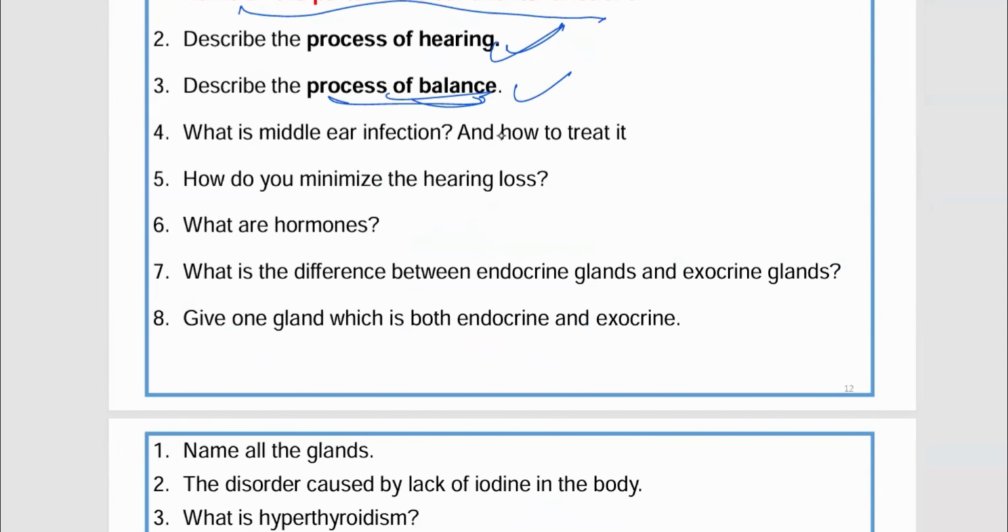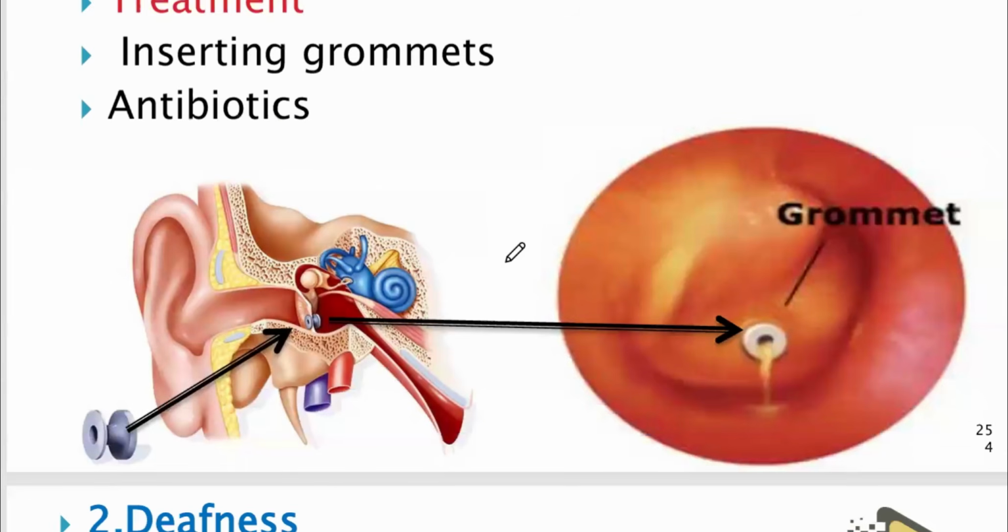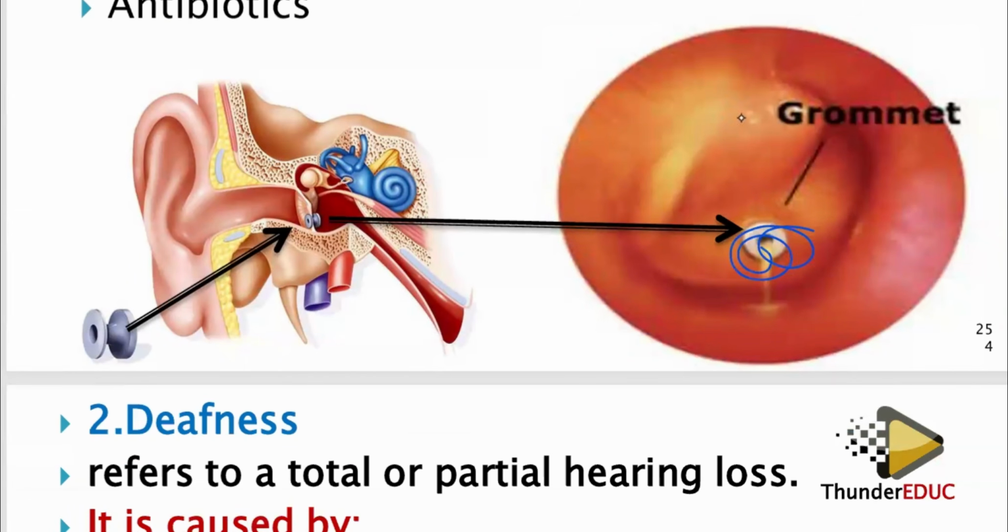Then what is middle ear infection? This is accumulation of a fluid caused by bacteria in the middle ear. Yes, it causes pus to accumulate. And how do we treat it? We treat it by applying antibiotics or grommets. So if you look here, the antibiotics, these are grommets. This is the middle ear infection, this side. So what we do, we apply this grommet so that it dries out this fluid. So that is it.